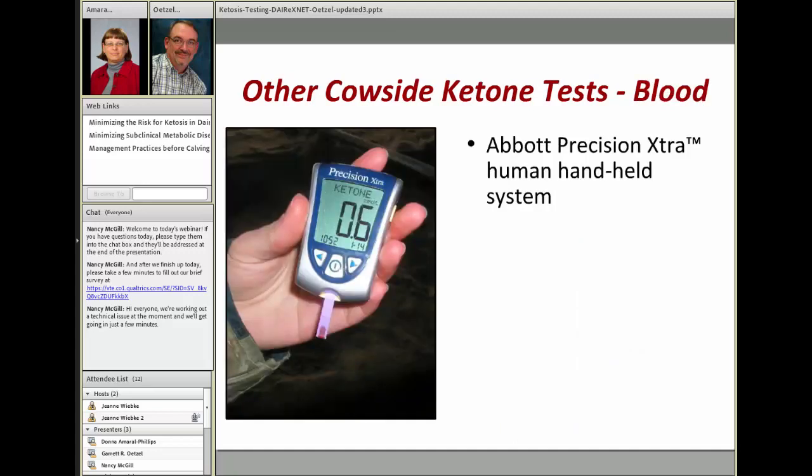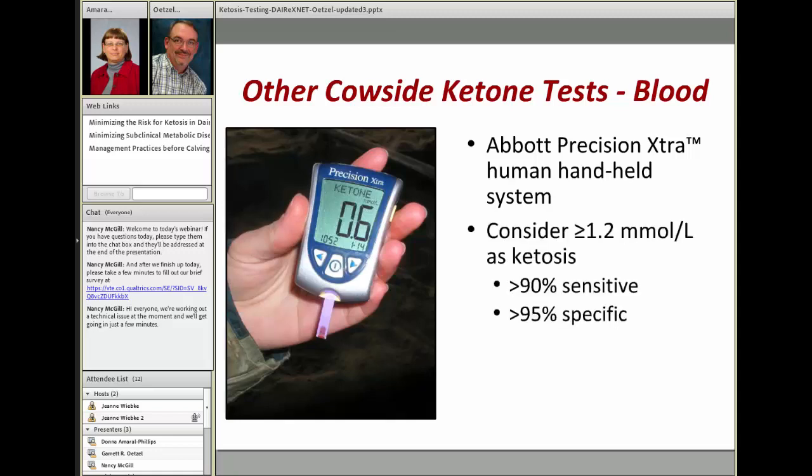The blood really is the best, and we do have this Cowside option. So we're showing here the Abbott Precision Xtra meter. This comes out of the human market. It's a handheld meter. As we introduced this to the industry, not many people were familiar with it. Now we got lots of people very familiar with it. And over 1.2 on the meter, we're going to see sensitivities running 90% or higher, and it depends on which study. There are multiple studies out there now with very good specificity.